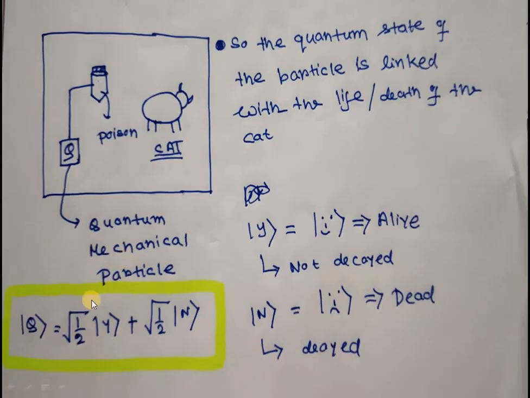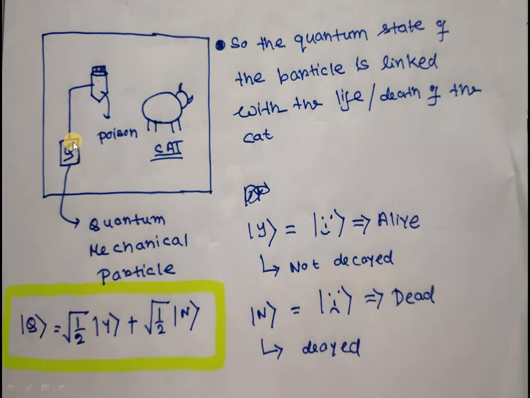You can see that this is the arrangement of this thought experiment. So what is this arrangement? This is the quantum mechanical particle. As you can see, it is enclosed in a sealed vessel, so no one can enter this vessel, or go out of this vessel or box.